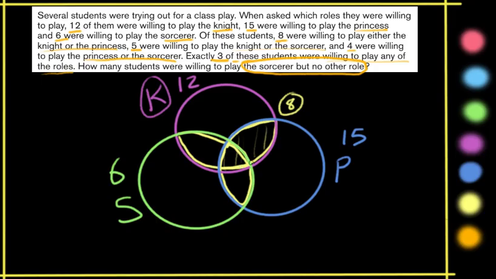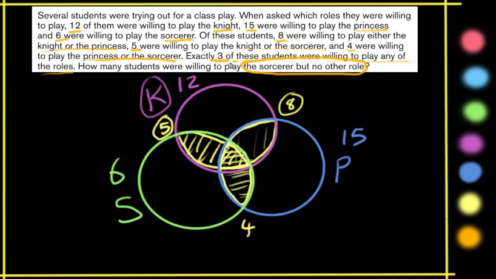And then how many? 5 willing to play the knight or the sorcerer. That's here, so that's 5 that are somewhere in this region. And then there are 4 willing to play the princess or the sorcerer. So there's 4 in this region here. Okay, all right, great.